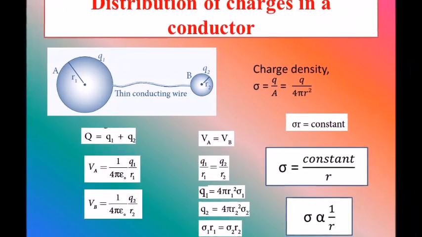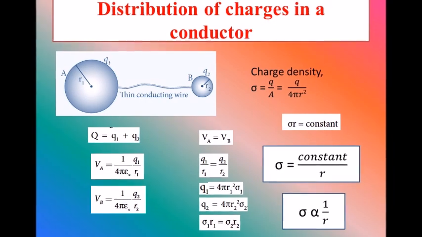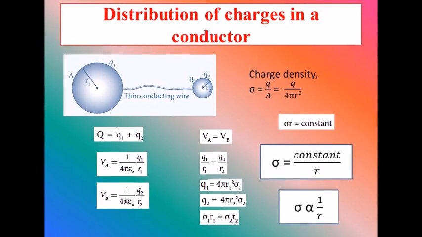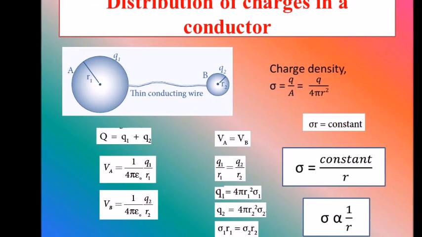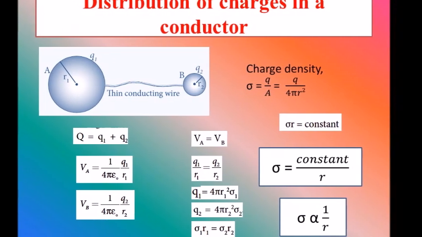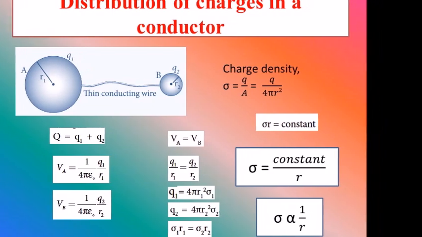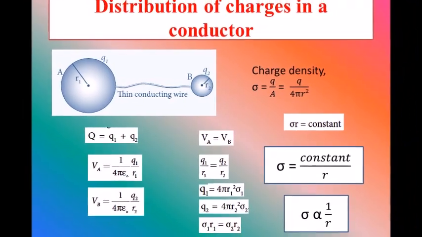Consider two conducting spheres A and B of radii R1 and R2 respectively, connected to each other by a thin conducting wire as shown in the figure. The distance between the spheres is much greater than the radii of either sphere.